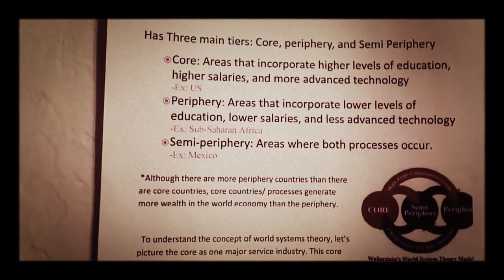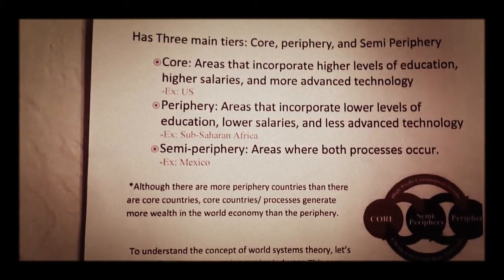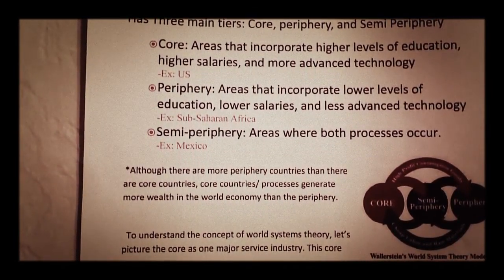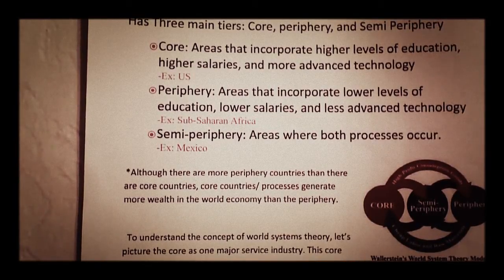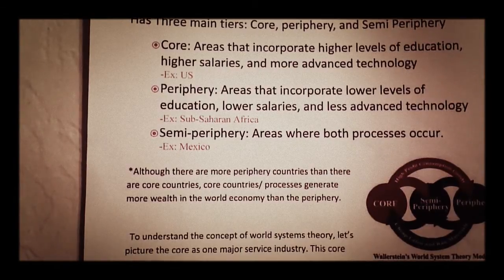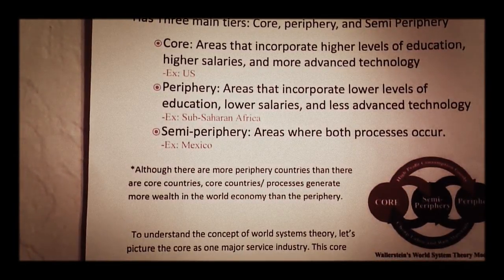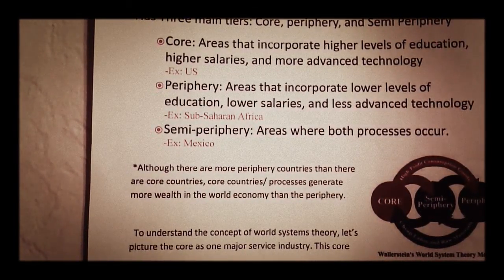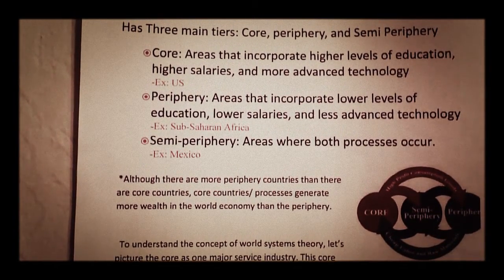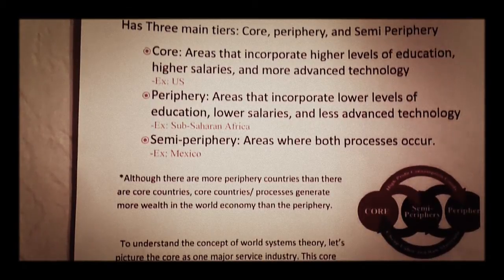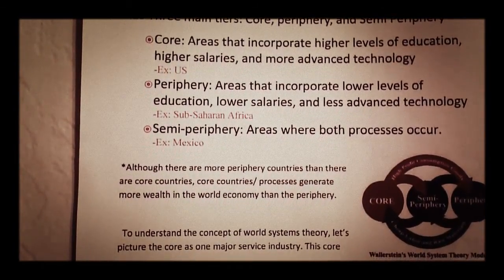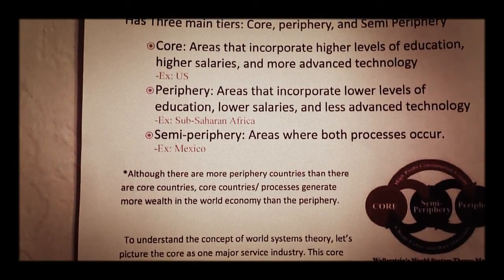The world systems theory has three main tiers. These tiers are core, periphery, and semi-periphery. Core areas incorporate higher levels of education, have higher salaries, and have access to more advanced technology. An example of a core region would be the United States. Periphery areas incorporate lower levels of education, receive lower salaries, and have access to less advanced technology. An example of such would be sub-Saharan Africa.